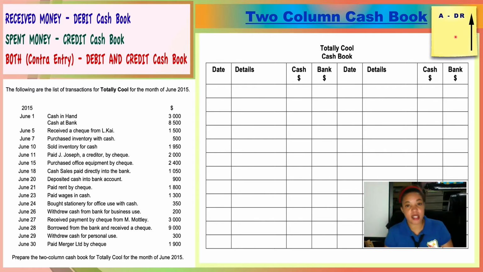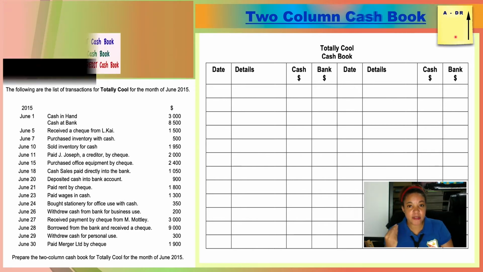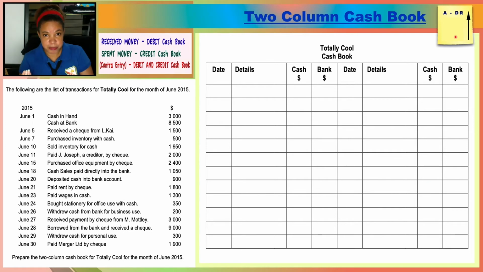All of these transactions are cash transactions, okay? So we're going to do that now. I would suggest very strongly that you just write these two things on top there, because in an exam you want to save your brain cells, right?